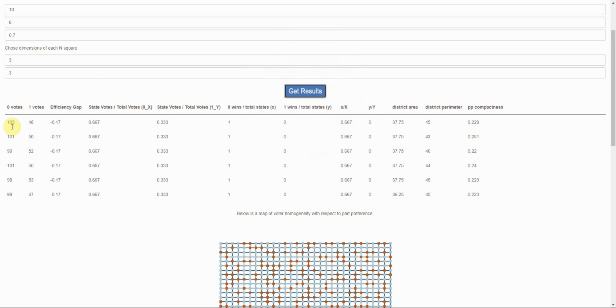We get the votes for each party, the efficiency gap, the ratio of state votes to total votes for each party, the ratio of wins to total states for each party, and the ratio of these two ratios that I just discussed for each party. We also calculate district area and district perimeter, which we then use to calculate Ponsonby-Popper compactness.